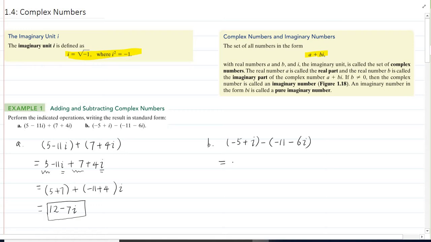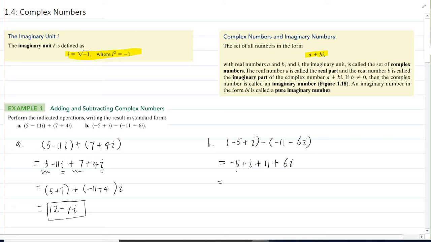When you do this type of question, let's go ahead and take them out of the parentheses. So I have negative 5 plus i. Okay, to get rid of the parentheses, negative becomes positive 11. Negative again becomes plus 6i. So be really careful on this when you're dealing with negatives. When you take it out from the parentheses, be careful of the sign.